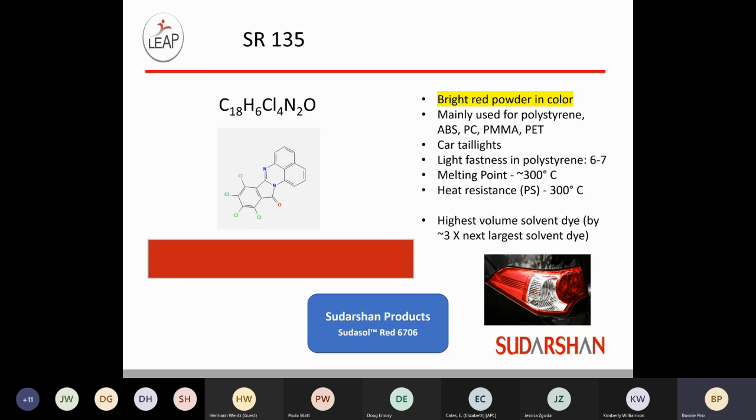And as I mentioned, it is the highest volume solvent dye, about 3 times the next largest solvent dye in the category. And for Sudarshan, this makes up our first entry into the Sudasol brand of solvent dyes, with its identification being the red 6706.